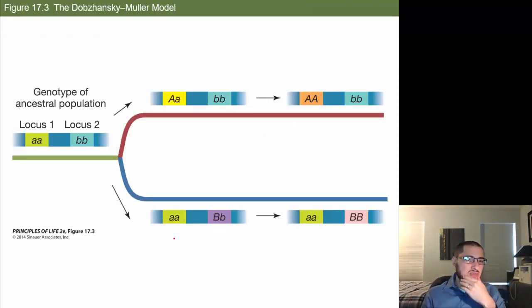So here you're looking at a locus right here. We call it locus 1, locus 2, and it has gene lowercase a and gene lowercase a, or allele, we like to call them.